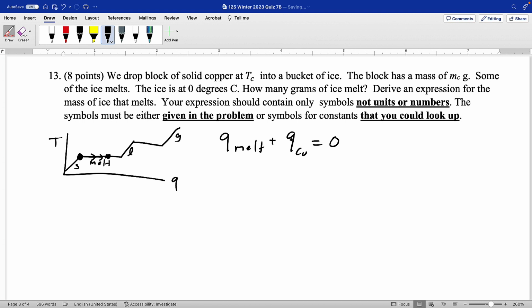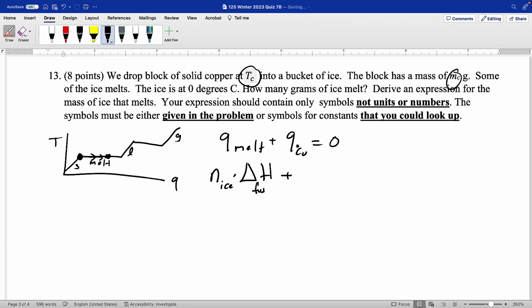We can't look up Q, right? That's not some constant. So we have to put this in terms of constants. And so we'll start by a series of steps converting these to have these symbols, MC and TC, but also things we could look up. So the heat of melting is going to be the number of moles of ice that melts. And that's actually going to be part of our answer, right? That we're looking for how much ice melts times the heat of fusion.